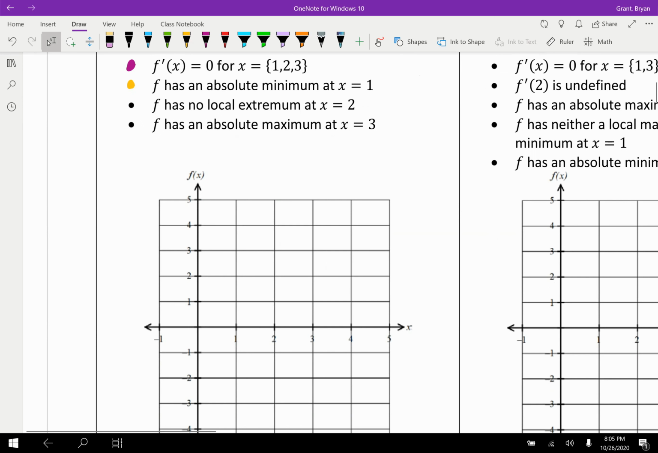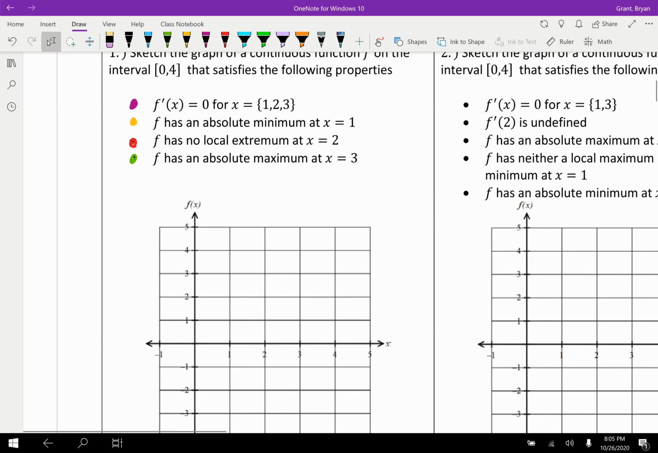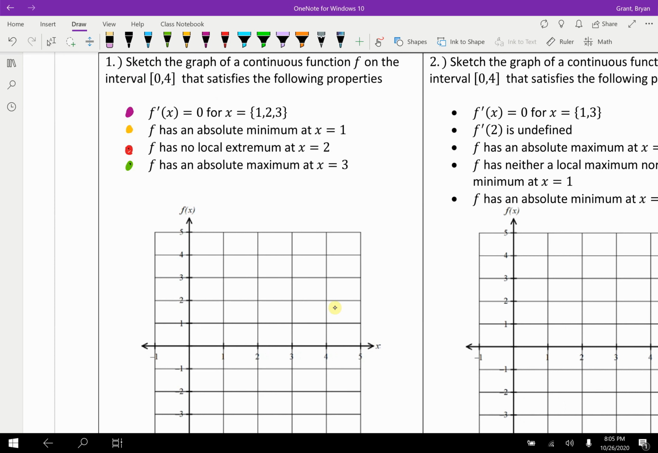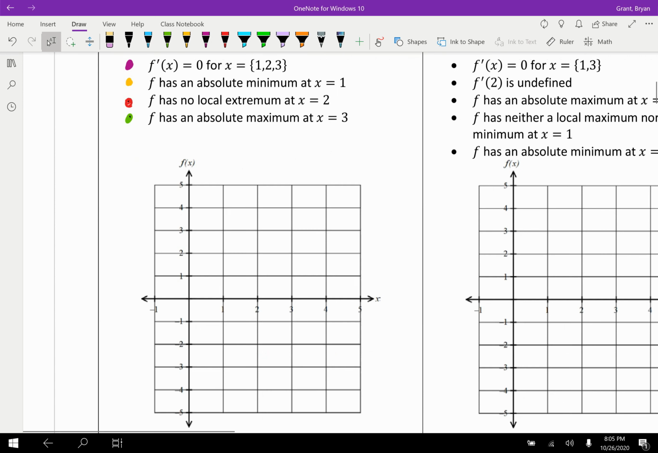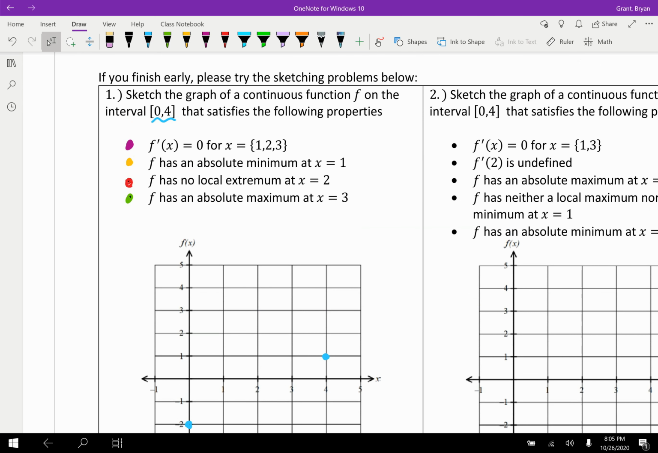F has an absolute minimum at x equals 1, so that's going to be the smallest point. It has no local extremum at 2, so that can be anywhere on here, and it has an absolute max at 3, so that's got to be somewhere high up here. What is this going to look like then? And we're also going from 0 to 4, a closed interval. Well, the closed interval part should be pretty easy. I'll do that one in blue, since I haven't used blue yet. They didn't tell us anything about 0 and 4, so it doesn't even matter where, I'll just put a little point here and then some other point over here so we can see the starting and ending, and they're closed circles because 0 to 4 is closed.